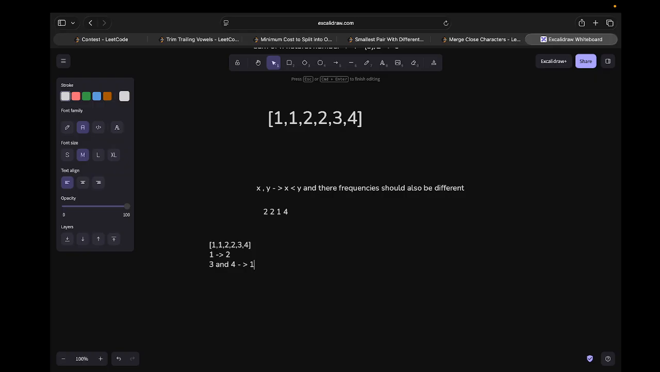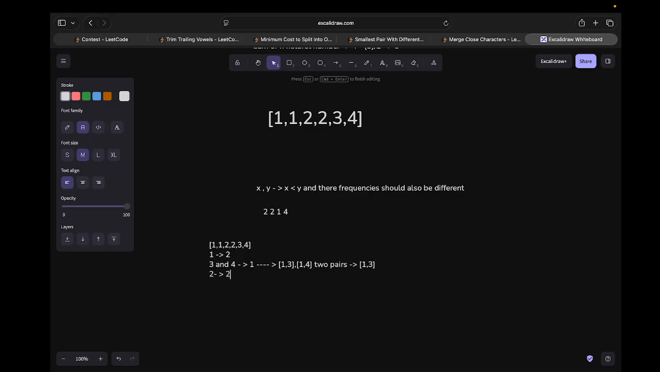So if you see, the possible pairs are 1 3 and 1 4. These are the two pairs, and we just have to pick the minimum one, by the value of x or y. So we will take 3. This is going to be our first pair, and we do the same thing for 2 as well.